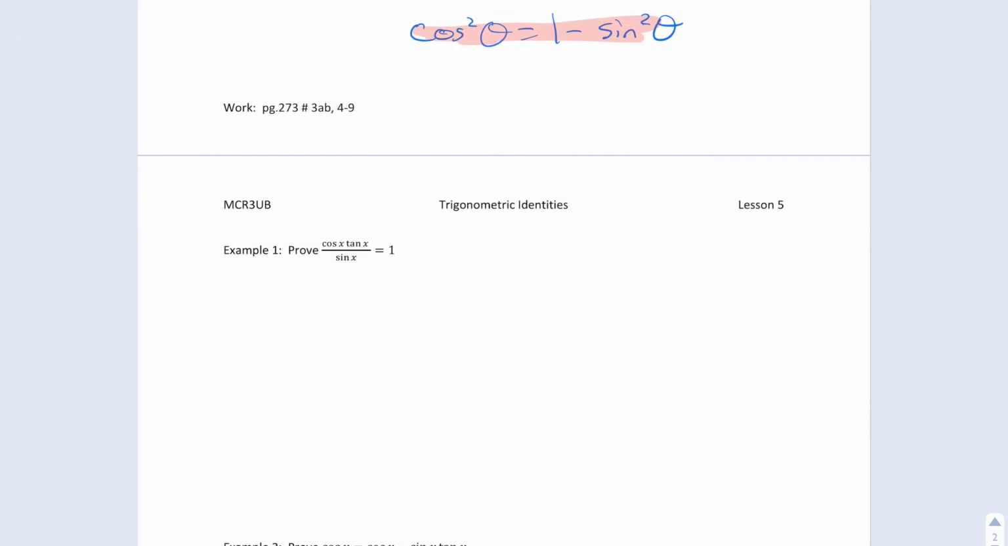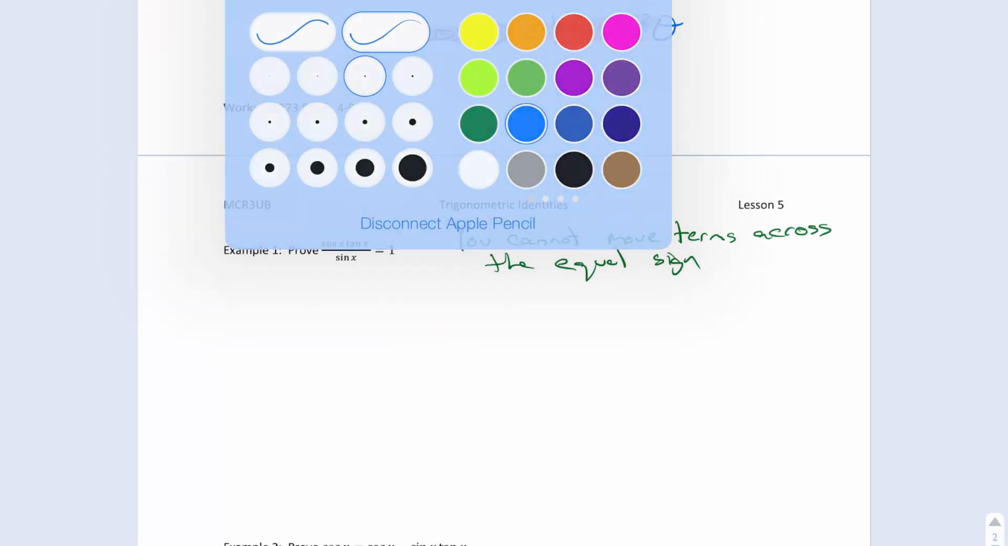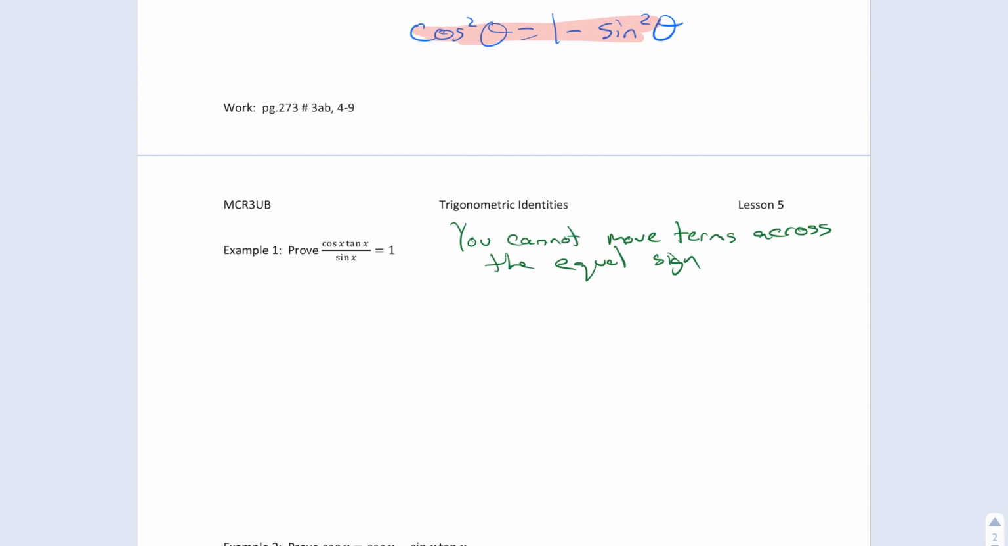Okay, so let's actually try this out. So there are a couple rules. The main rule here is that when you're proving something, you cannot move things across the equal sign, ever. And so imagine this divide where the equals is.